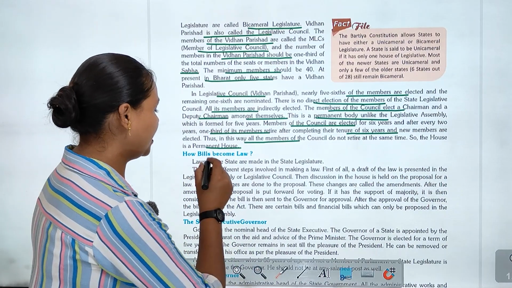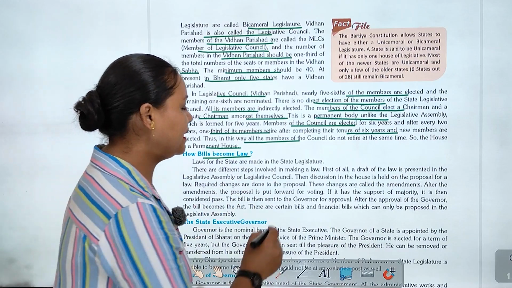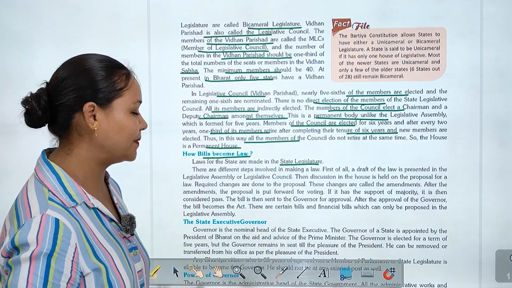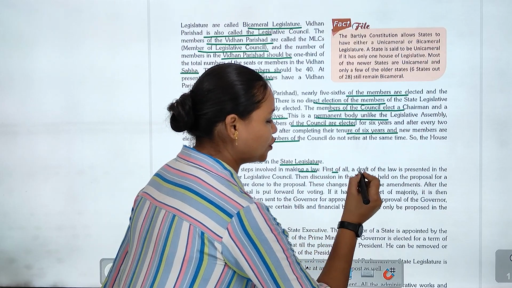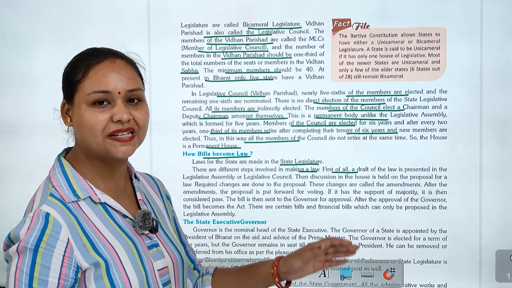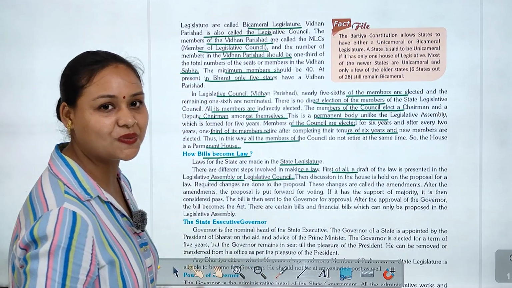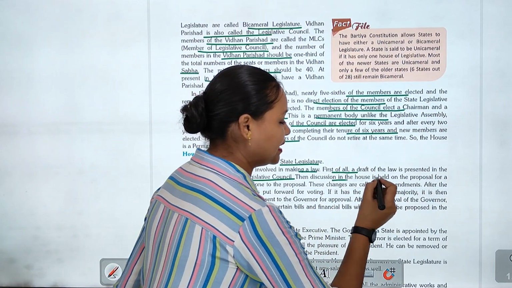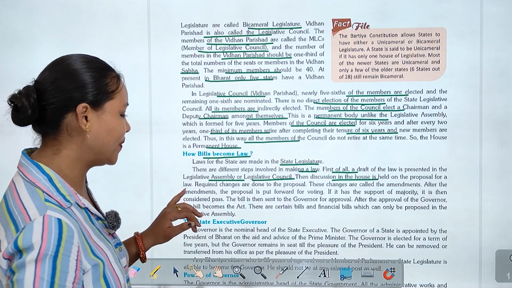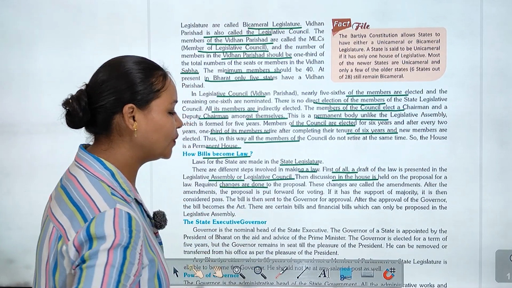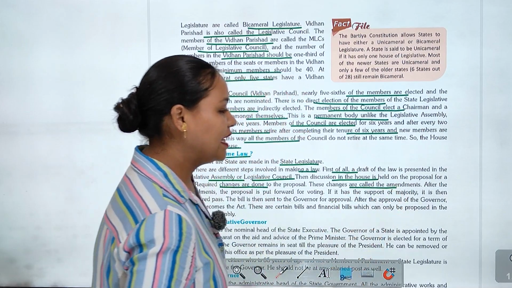Okay, चलिए, how does a bill become law? Laws for the state are made in the state legislature. There are different steps involved in making a law. First of all, a draft of the law is presented in the legislative assembly or legislative council. Then discussion in the house is held on the proposal for a law. Required changes are made to the proposal. Those changes are called the amendments.